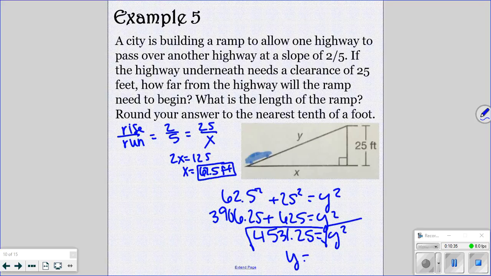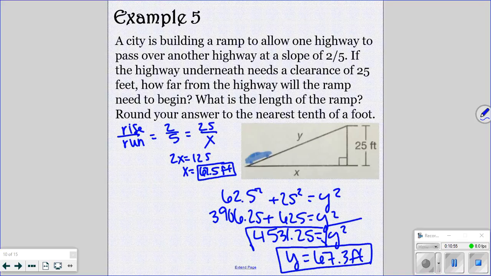And y would equal 67.3 feet. So that one was really just using Pythagorean theorem. You're not using the converse of the Pythagorean theorem or the inequality. That's just another practice problem on Pythagorean theorem.